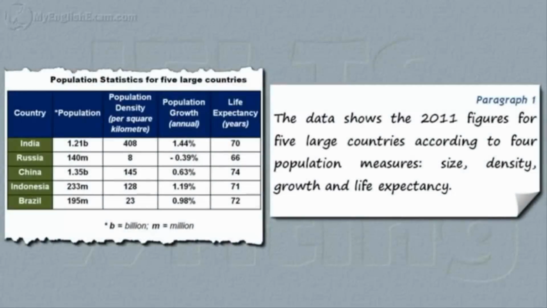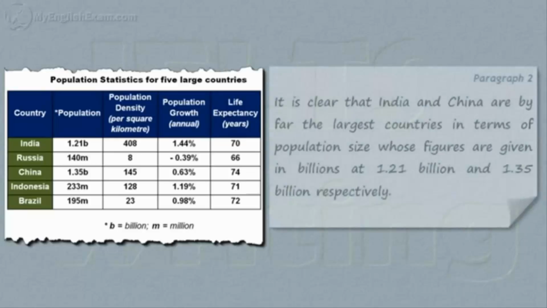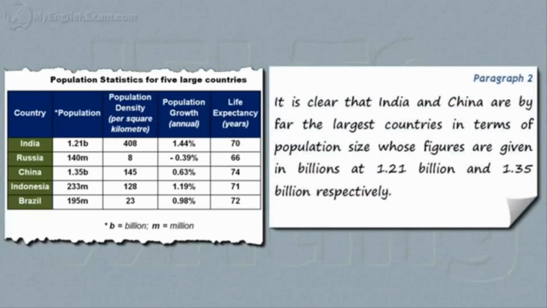The data shows the 2011 figures for 5 large countries according to 4 population measures: size, density, growth, and life expectancy. It is clear that India and China are by far the largest countries in terms of population size, whose figures are given in billions at 1.21 billion and 1.35 billion respectively.